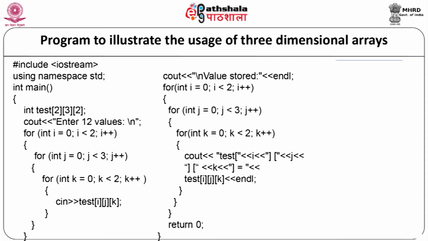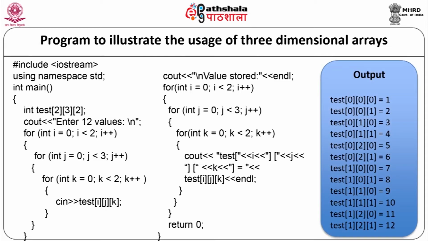When the above code is compiled and executed, it will produce the following result: enter the values. Suppose the user enters the values as 1, 2, 3, 4, 5, 6, 7, 8, 9, 10, 11, 12. Then it will display back the values on the screen as value stored test 000 is 1, test 001 is 2, test 010 is 3, test 011 is 4, test 020 is 5 and so on.